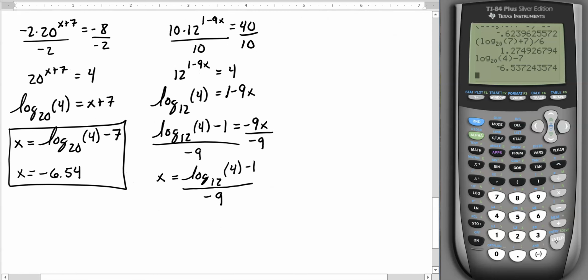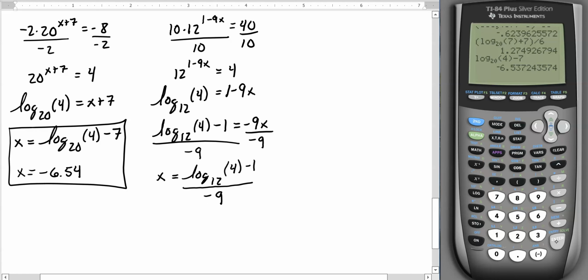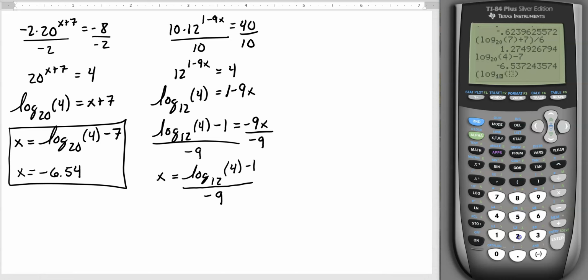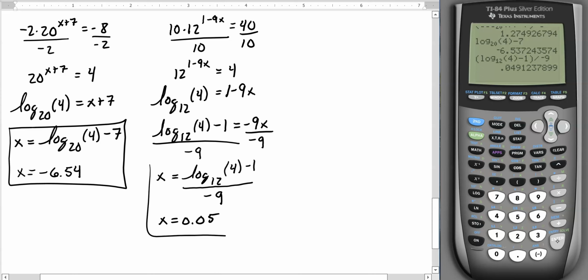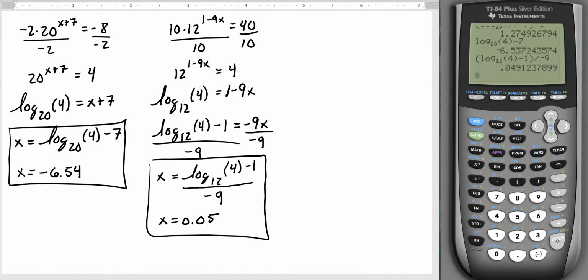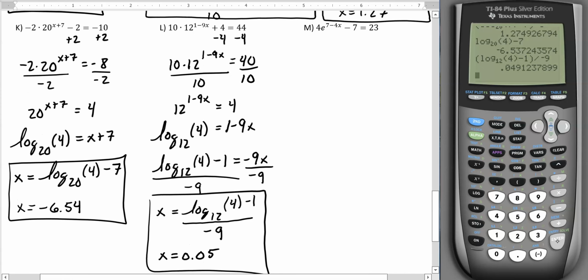Again, when we have all these operations in our numerator, let's put that in parentheses. So we'll do log base 12 of 4 and then minus 1 and then divide that. Notice how I close that parentheses so that I can divide it all by negative 9, and we get negative 0.05 when we round. Excellent.